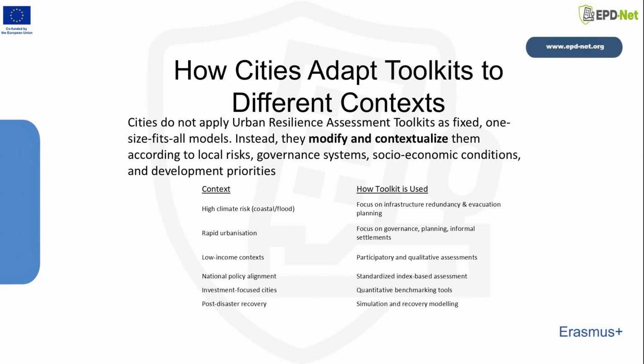How cities adapt toolkits to different contexts. Cities do not apply urban resilience assessment toolkits as fixed, one-size-fits-all models. Instead, they modify and contextualize them according to local risks, governance systems, socio-economic conditions, and development priorities. Cities select or adjust tools based on their dominant risks.